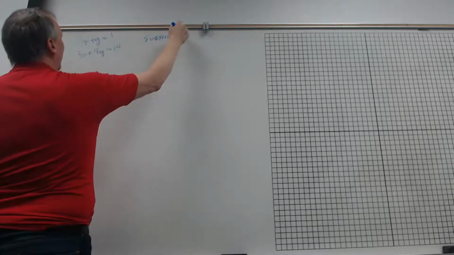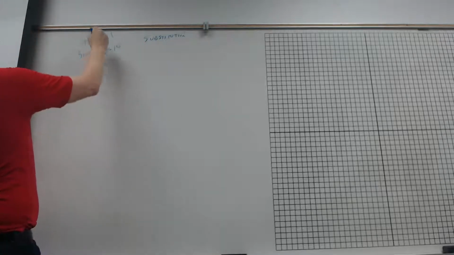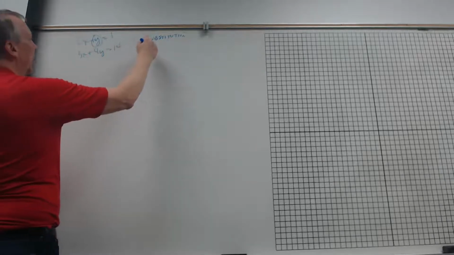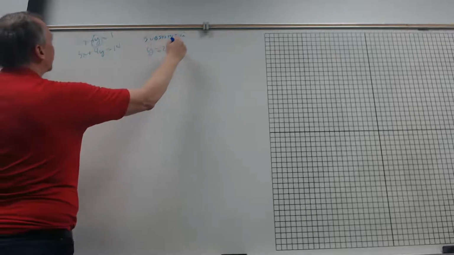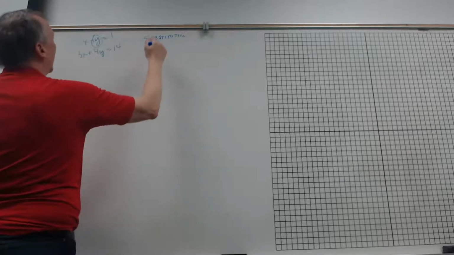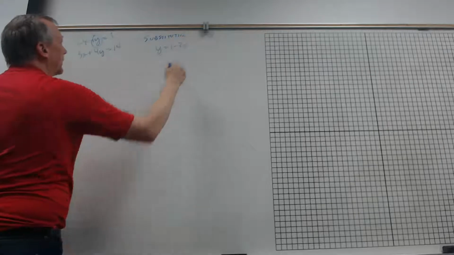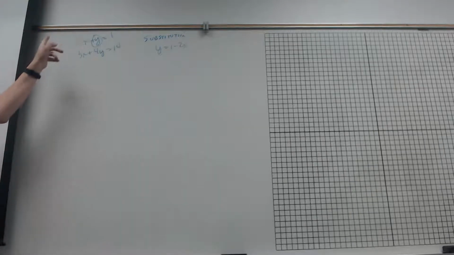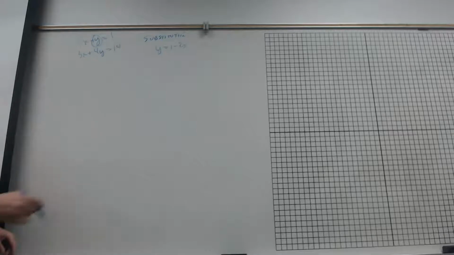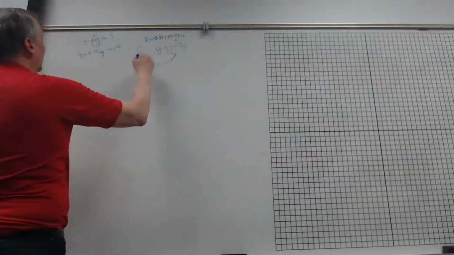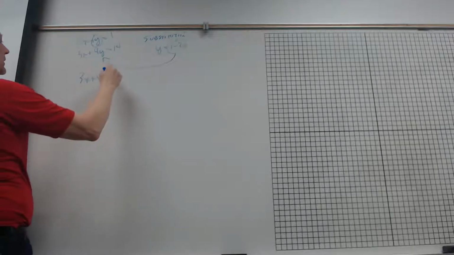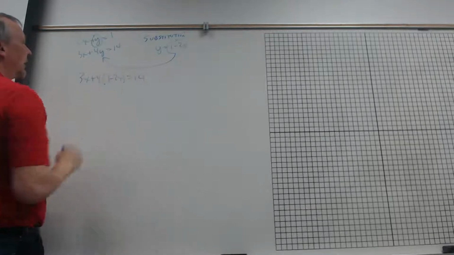Now, the nice thing about substitution is you can get a y equals, just as Eric said, if you subtract the 2x. So I'm going to get y equals 1 minus 2x, right? If you subtract the 2x from both sides. Everybody see that? Okay, and then what? And then you insert it to the y. I'm going to insert that into the second equation. So this becomes 3x plus 4 times 1 minus 2x equals 14.